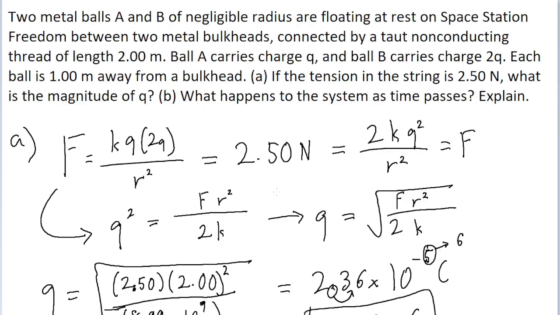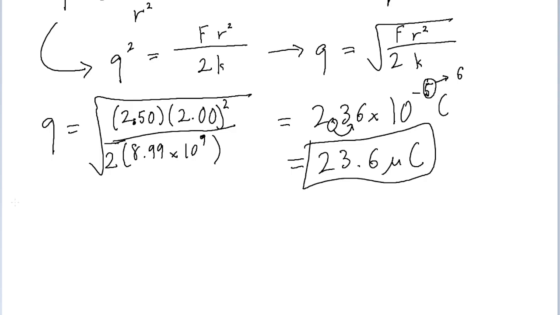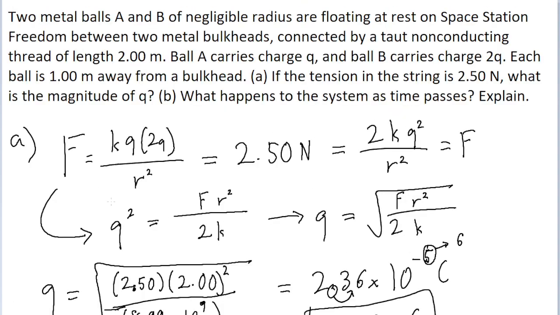But part B of the problem goes a bit further on a conceptual level and asks what will happen to the system over time. This part of the problem is a bit trickier, at least conceptually, because you can't really answer this part of the problem by thinking about the two balls alone. You have to consider the surrounding setting of this system. And according to the problem, these two balls are positioned floating between two metal bulkheads. And if you don't know what a bulkhead is, you can just think of it as a wall or a partition.